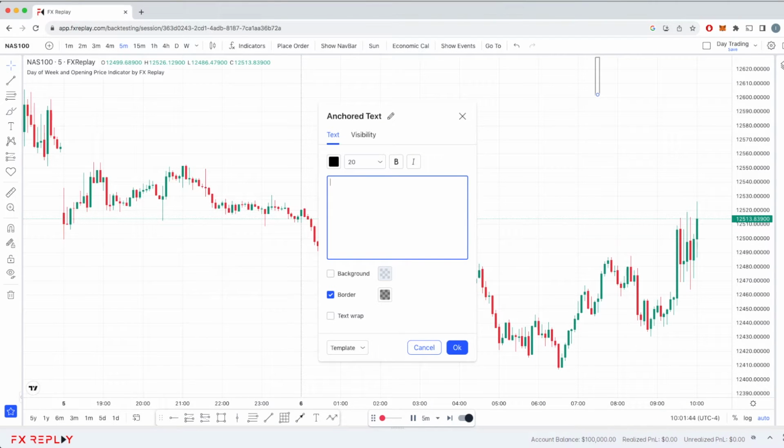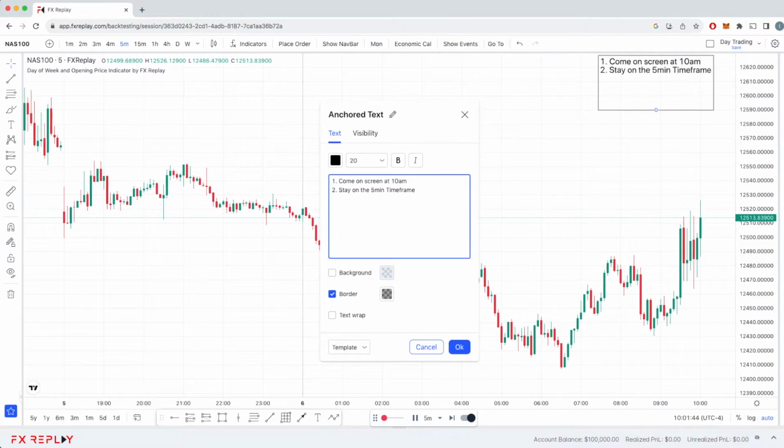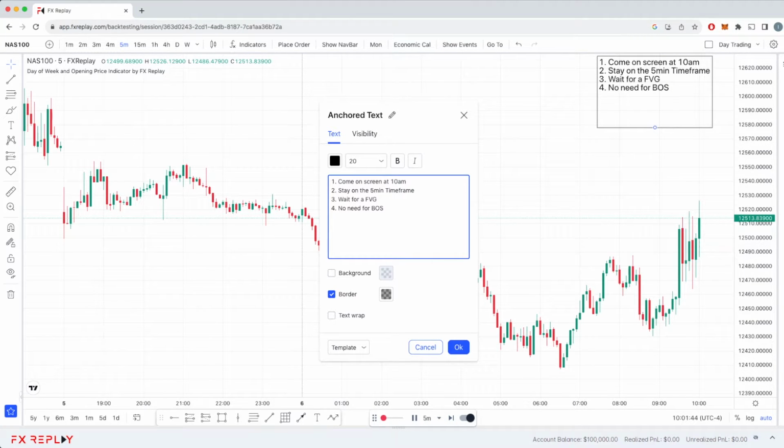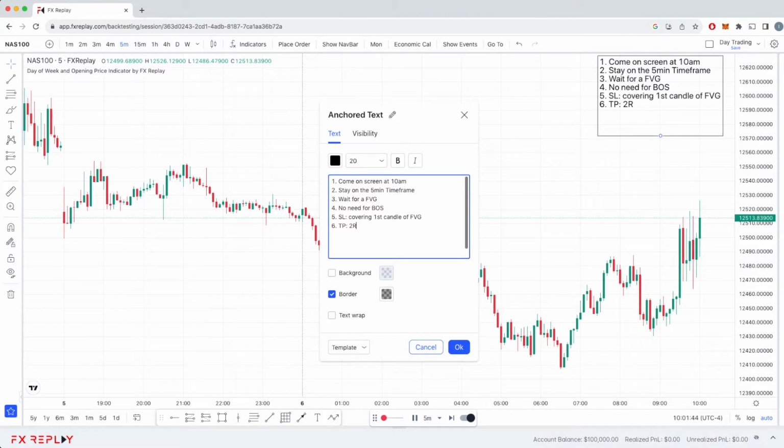So you can watch this video first, but the rules are very simple for this strategy. We need to come on screen at 10 AM. We're going to stay on the 5-minute time frame the entire time, so it's very easy to apply. We'll wait for a fair value gap to form at that point. And the one thing which I personally don't really like is that we won't necessarily wait for a break of structure, so I can't wait to see the results about that, but that's very special here. Then, the stop loss will need to cover the first candle of the fair value gap, and I'll explain in the examples coming, so don't worry. And we'll always go for a 1 to 2, so very low hanging fruit take profit.